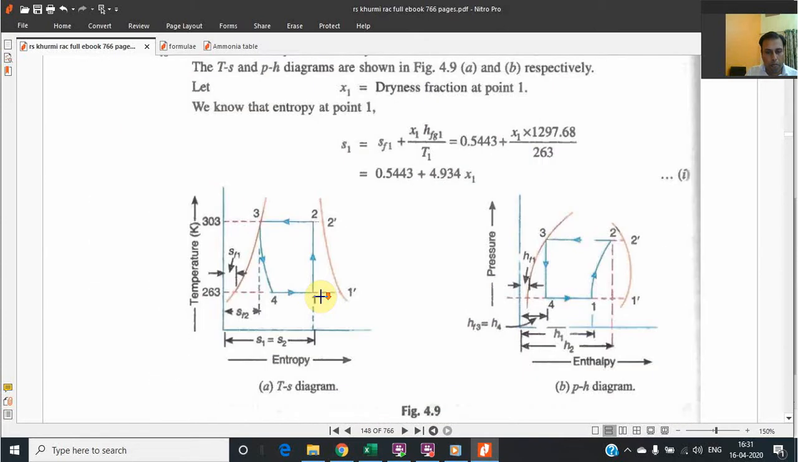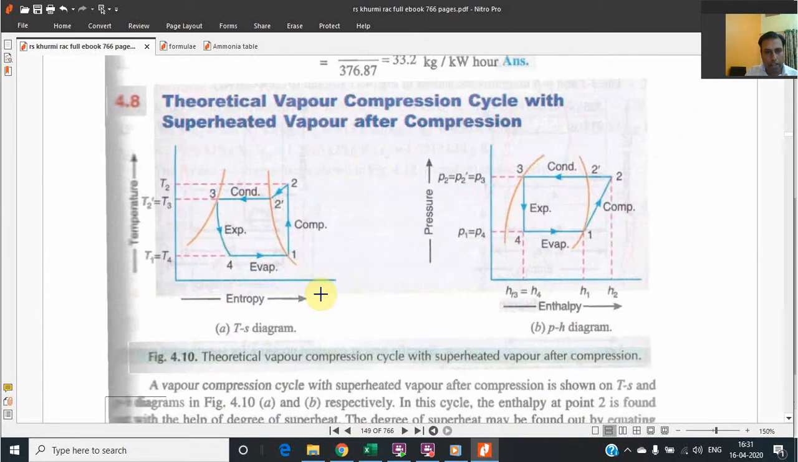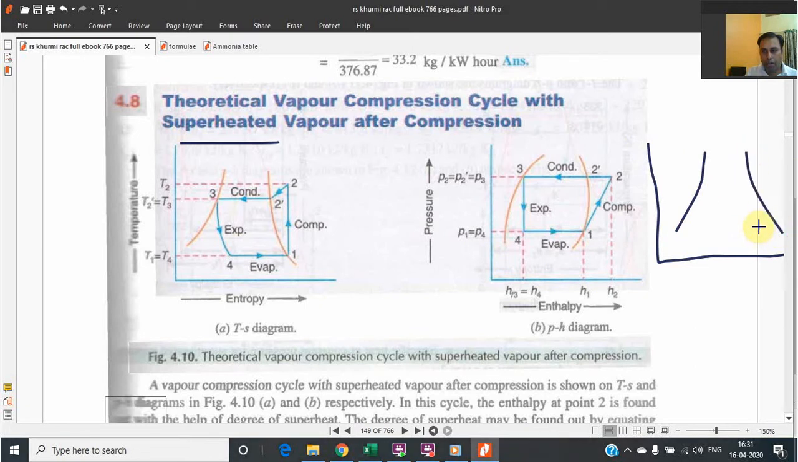If we go through the third case also, that is superheated vapor. I have told you that there are 2 curves, one for liquid and another for vapor. After compression, if you cross this curve, not just touch it but cross it, you are now in the superheated region.